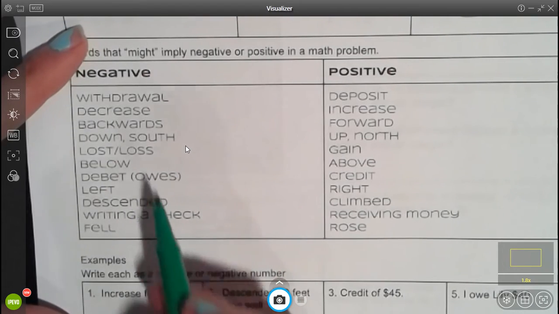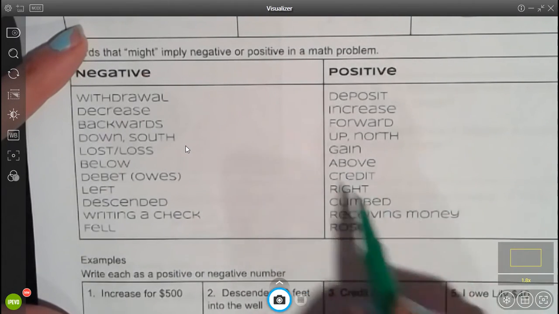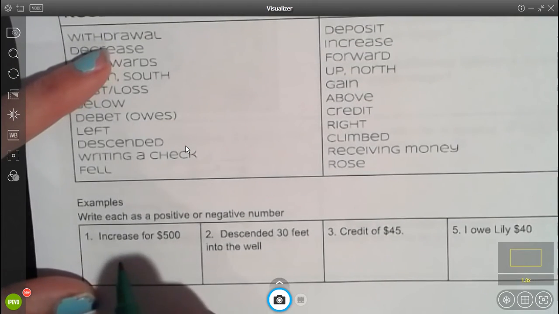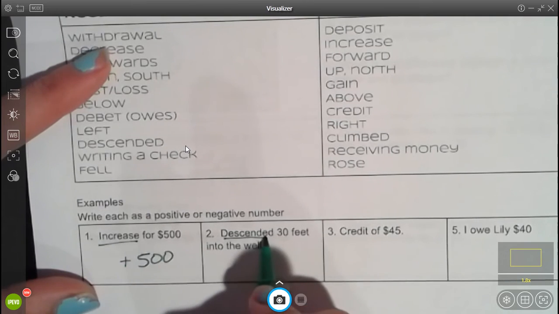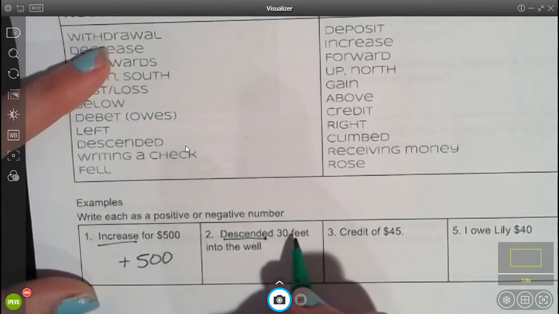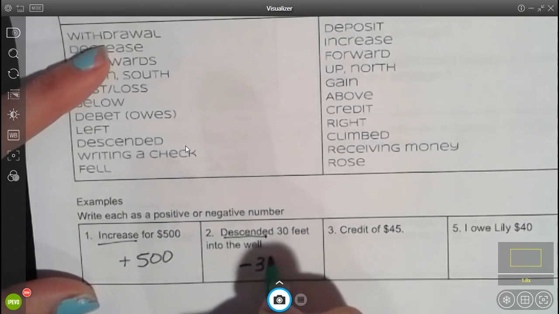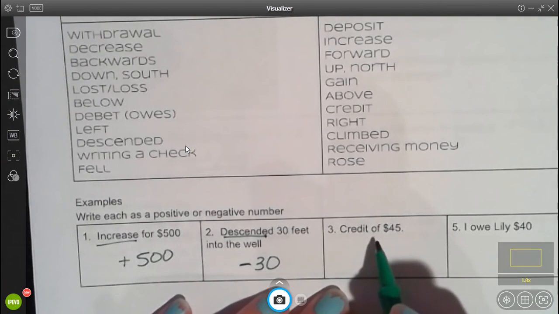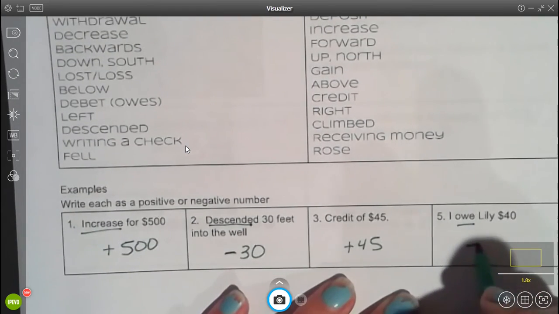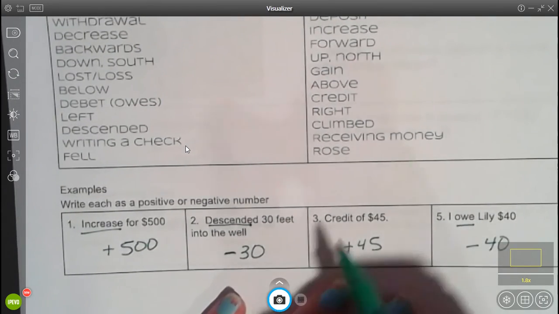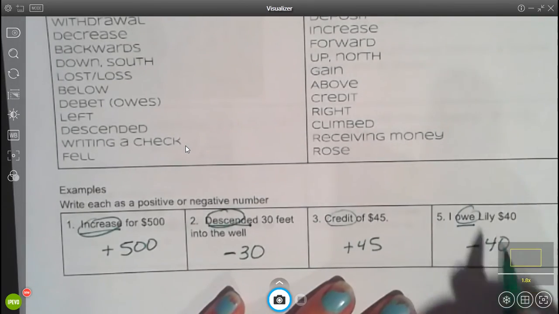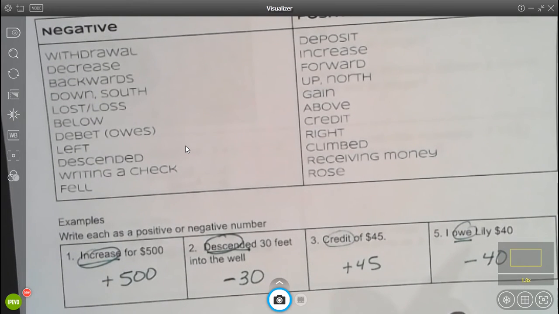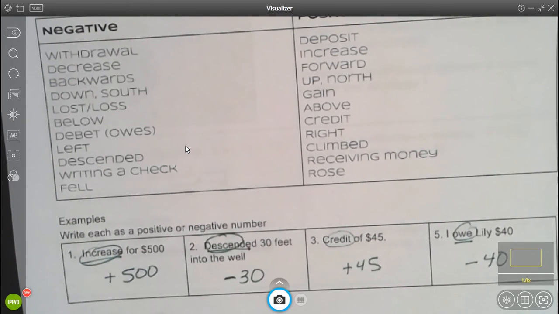These are words that mean negative. These are some words that might show positive. So an increase of 500 would be going up 500. Descend into a well 30 feet, that would be going down. A credit would be that you're gaining money. And 0 is a negative number. So these are all vocab words that we're going to need to spot in our problems for this chapter to know whether it's a positive or a negative. That is the pre-topic 4 notes. You are ready to start topic 4.